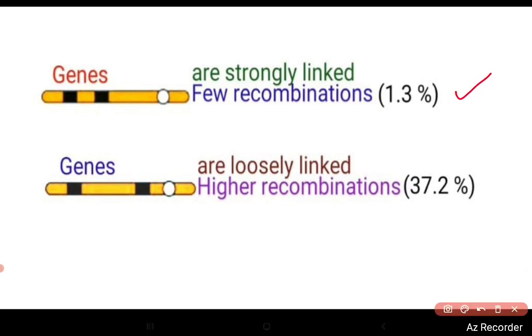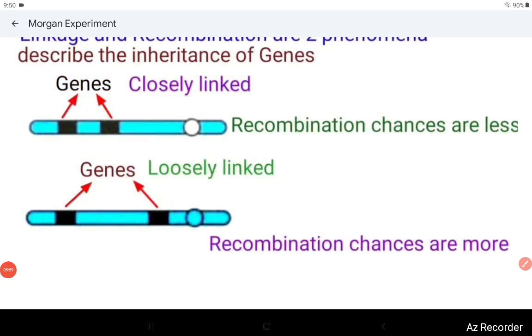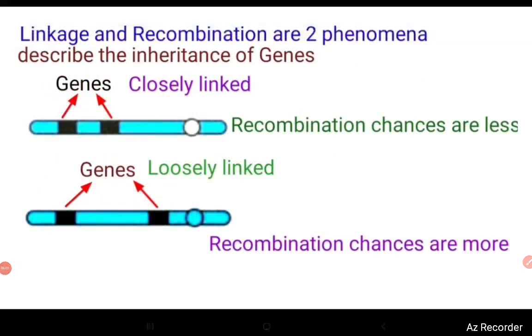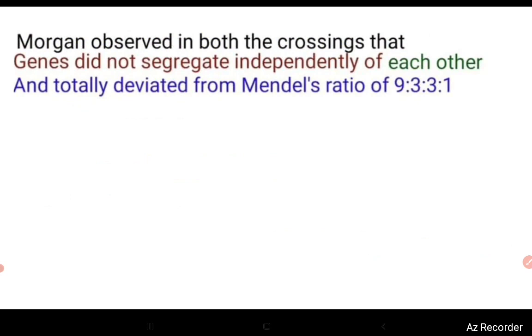And in the second cross we saw that the genes are loosely linked, so the recombination is higher. Here 37.2% are the recombinants. So here we conclude that linkage and recombination are two phenomena that describe the inheritance of genes. Morgan observed in both the crosses that genes did not segregate independently of each other, and there was a deviation from Mendel's ratio 9:3:3:1.